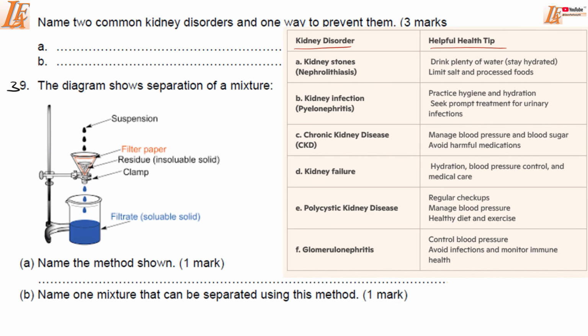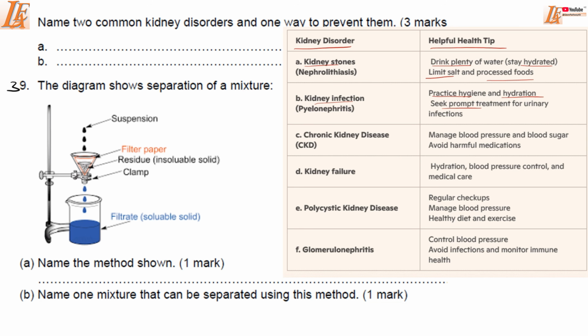The first one is a kidney stone. Kidney stone is prevented by drinking enough water, or what we call hydration, and also limiting salt and processed food consumption. The second one is kidney infection, which is prevented by practicing hygiene and also hydration or drinking enough water. And also we can reduce it by seeking prompt treatment for urinary infections.